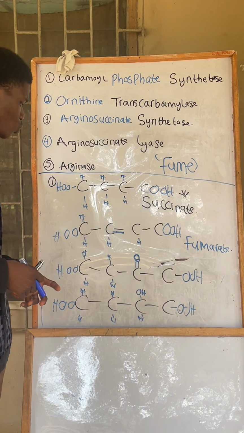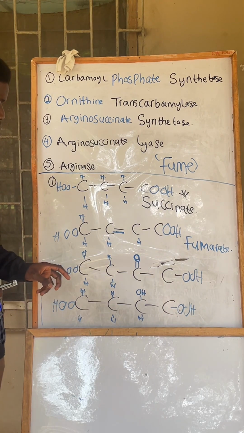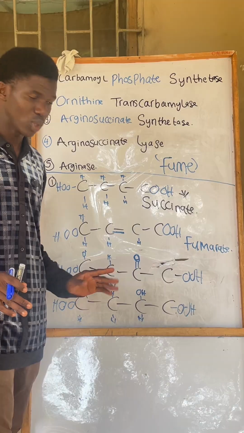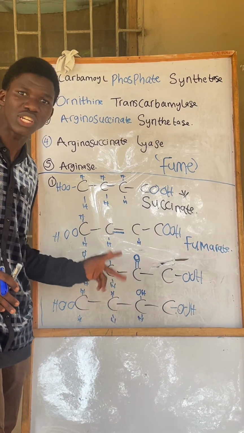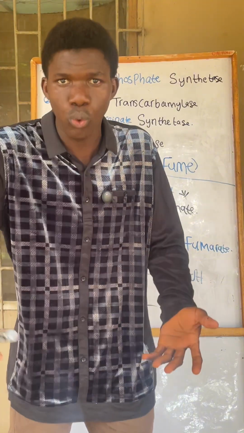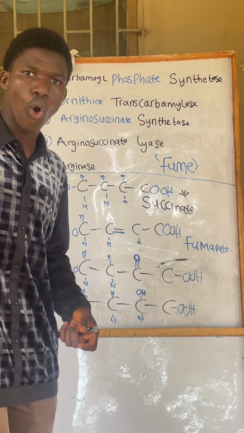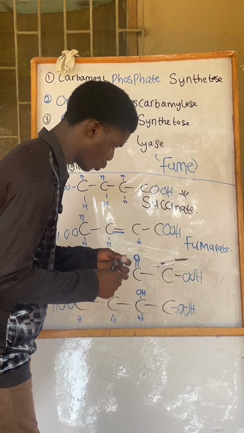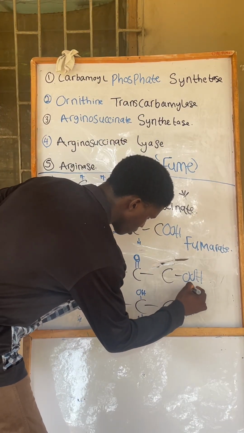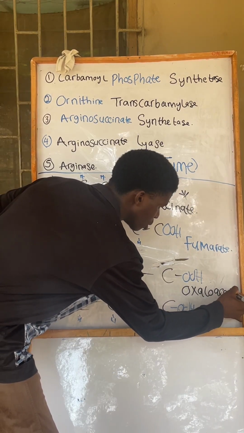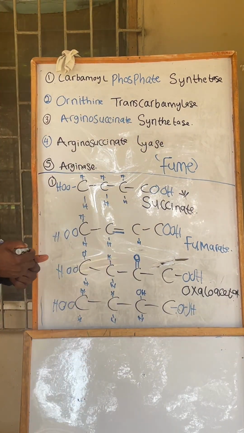Now, the next one is this guy. You notice that the only thing this guy has is oxygen. This guy has only oxygen on it. So because of the oxygen, you will call it Oxaloacetate. Do you understand it? Oxalo. Because of the oxygen, call it Oxalo. Oxaloacetate. Do you understand it?